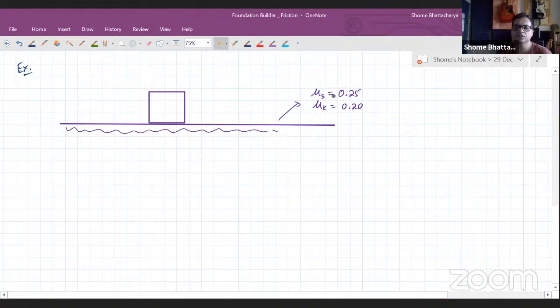Now, generally, I should tell you that the difference between static and kinetic friction will not be so large. Here you can see it's a 5% variation. Generally speaking, it will not be so large.